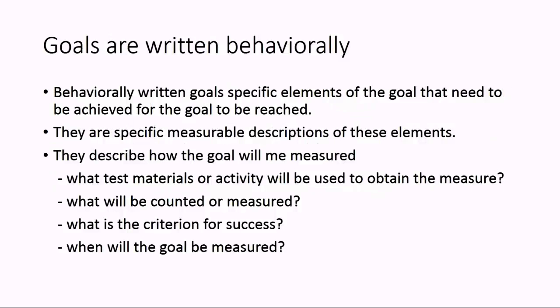All goals have to be written behaviorally. Behaviorally written goals specify elements of the goal that need to be achieved. They are specific, measurable descriptions of these elements. They describe how the goal will be measured, what test material or activity will be used to obtain the measure, what will be counted or measured, what is the criterion for success, and when will the goal be measured.